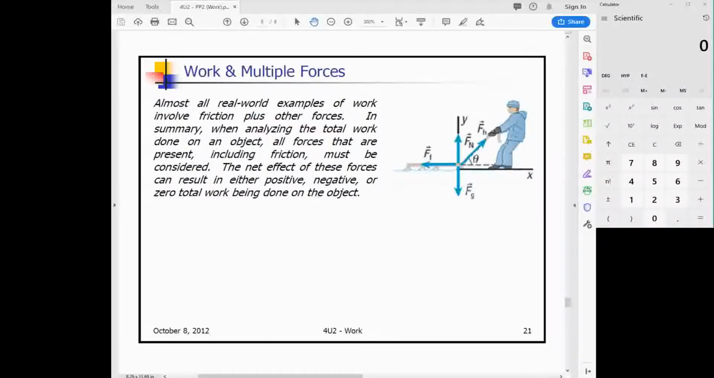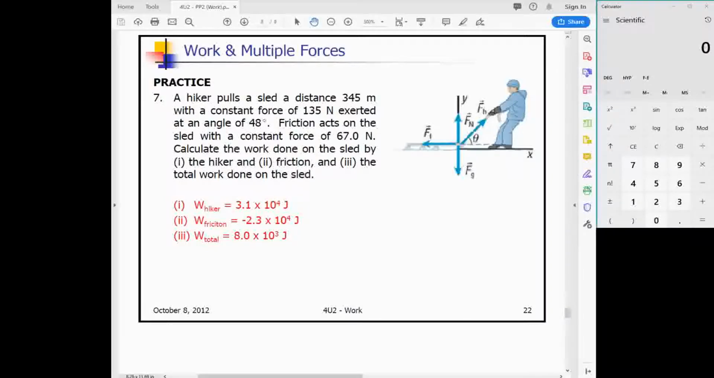So it says almost all real-world examples of work involve friction plus other forces. In summary, when analyzing the total work done on an object, all forces that are present, including friction, must be considered. The net effect of these forces can either be positive, negative, or zero total work done on the object. So here's a problem. Now we have a hiker who's pulling a sled. He's applying a force at an angle. The force of friction is opposing the motion. And the values are given there.